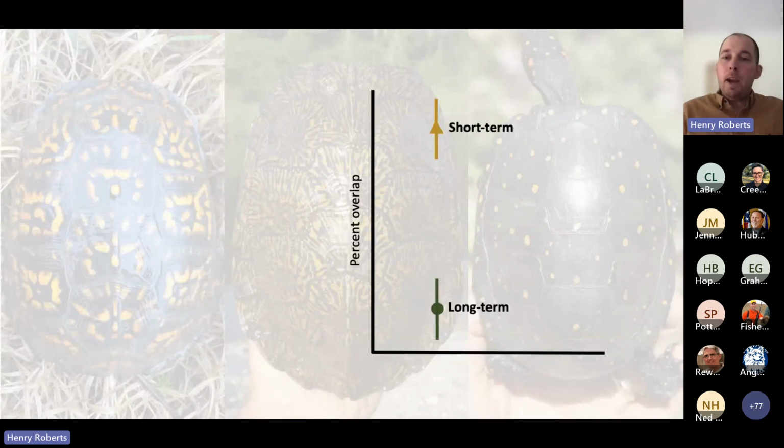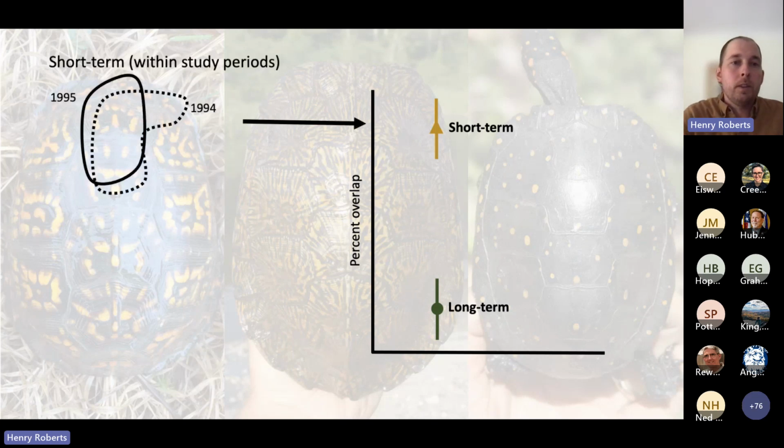So to get you prepared for what these results are going to look like, I'm going to go over a theoretical example. So to assess the degree of long-term fidelity, we compared it to the level of short-term fidelity for each of these species. So in this case, short-term fidelity means fidelity measured at the short term within study periods. So in this example, from 1 year to the next, 1994 to 1995. And if we measure that across multiple year comparisons, we can come up with an overall estimate for short-term fidelity as plotted on this graph.